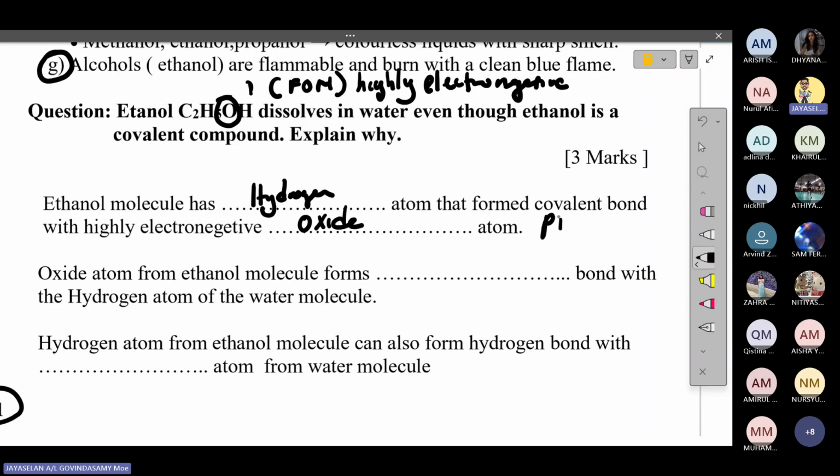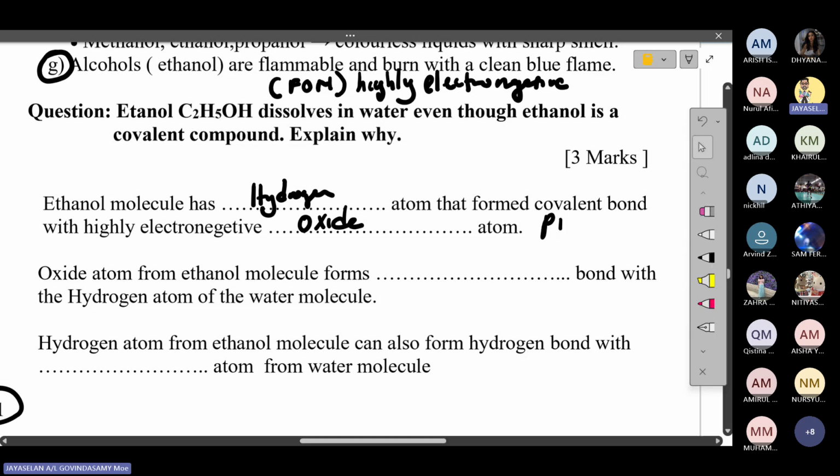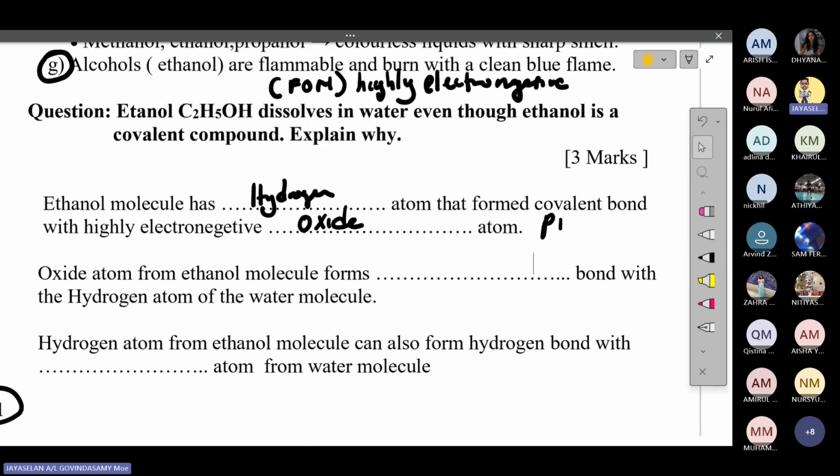You already score 0.1. Okay, next one. Understand? Okay, copy down. Ethanol molecule has a hydrogen atom that forms a covalent bond with the highly electronegative oxygen atom. This oxygen atom from the ethanol molecule forms what bonding? It forms hydrogen bonding with the hydrogen of the water molecule.